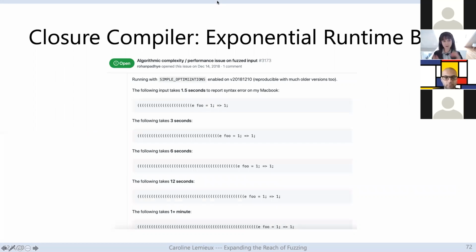And even if we're maximizing all these different objectives, it turns out this still scales to larger inputs. Like, for example, we found an exponential runtime error in the parser of the Google Closure compiler for JavaScript.